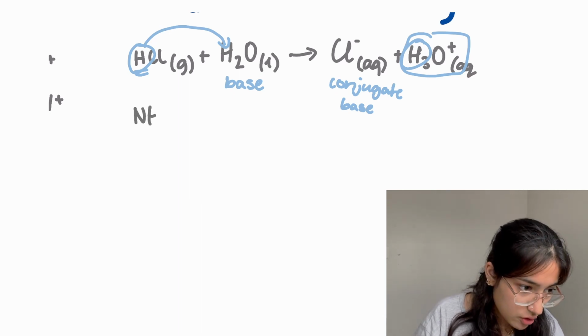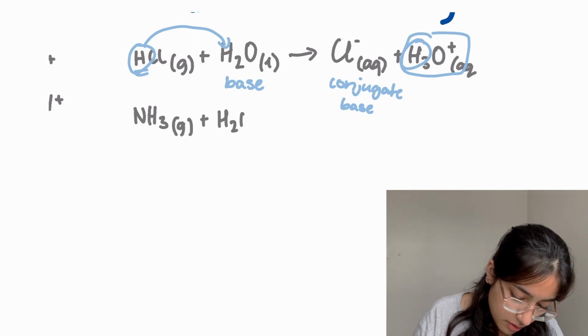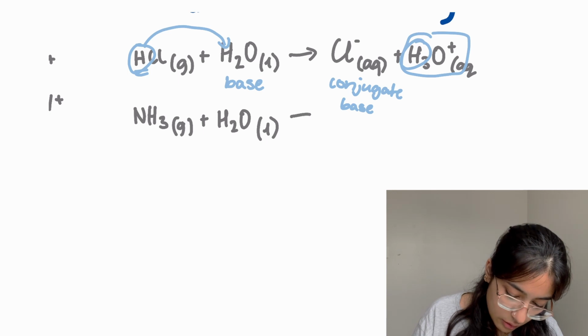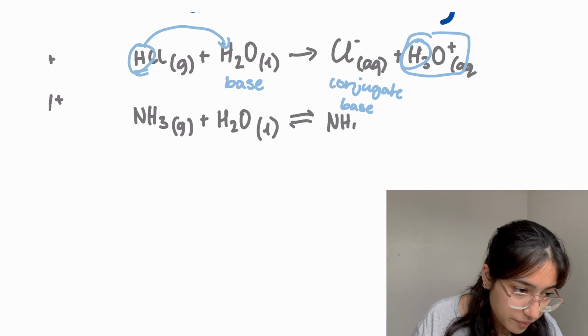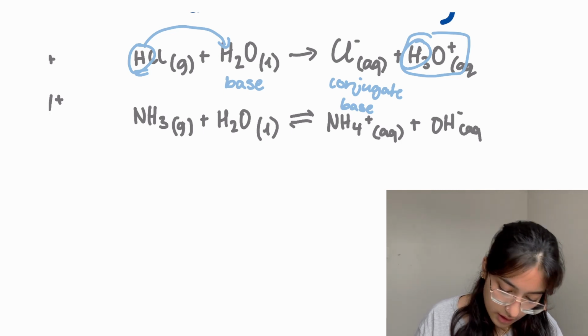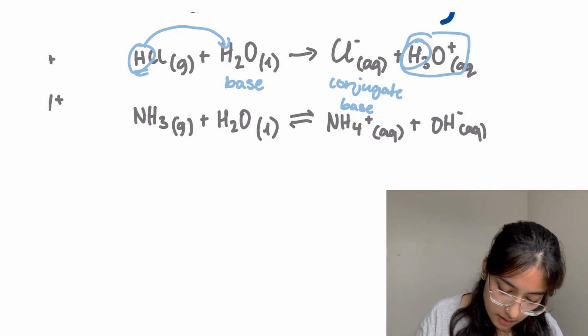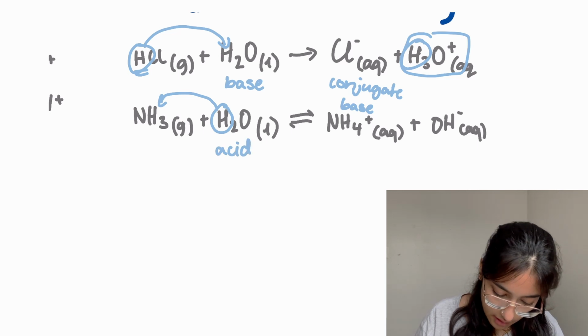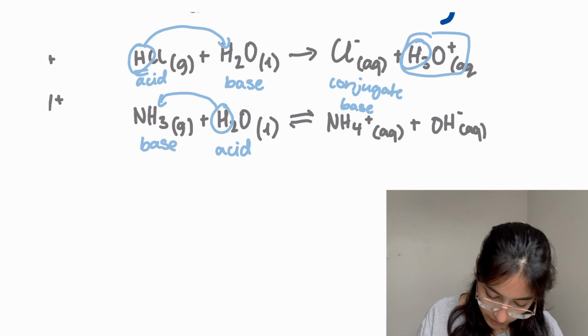Let's do another practice equation for bases. So let's say we have NH3, which is a gas, plus H2O, which is our liquid. And this is a weak base, so we're going to use the equilibrium arrow. And then we get NH4 plus aqueous, and OH minus, also aqueous. Okay, now in this case, we can see that this H is getting donated to here. So that makes this the acid, because it's donating, and that makes this one the base, because it's accepting.